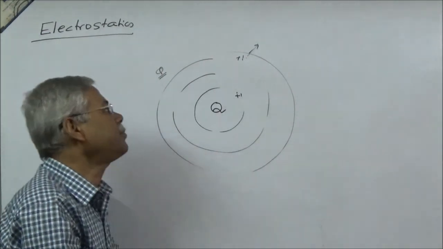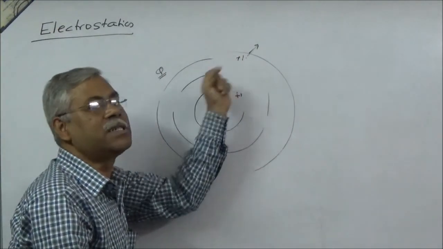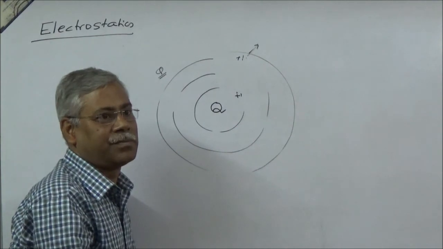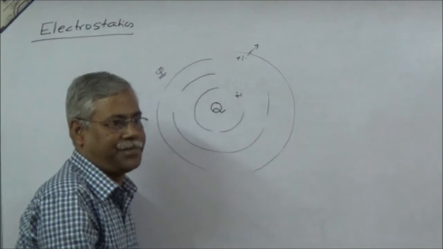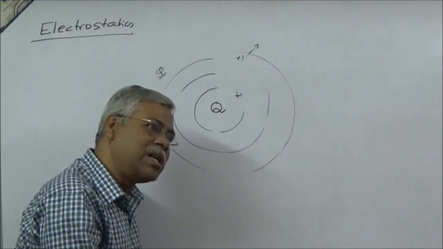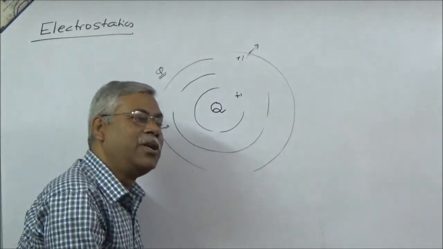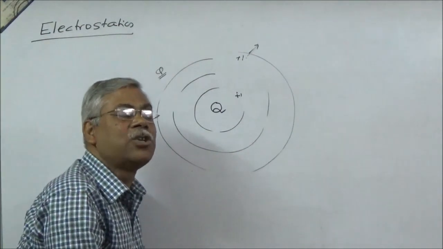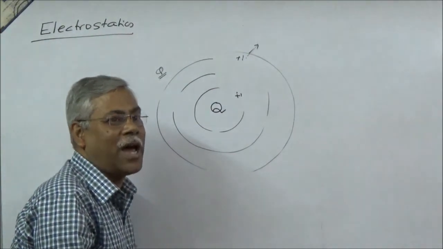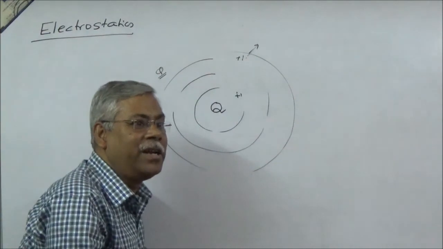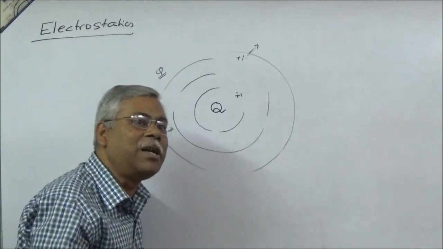Okay. Now, in practice, we do not place a +1 charge. The reason is that any amount of charge is not available. Can you get any amount of charge? You cannot get. Charge is always in multiples of electrons. If you want to have 2 into 10 to the power minus 19 Coulomb, you will not get it. Charge is always in multiples of electron.